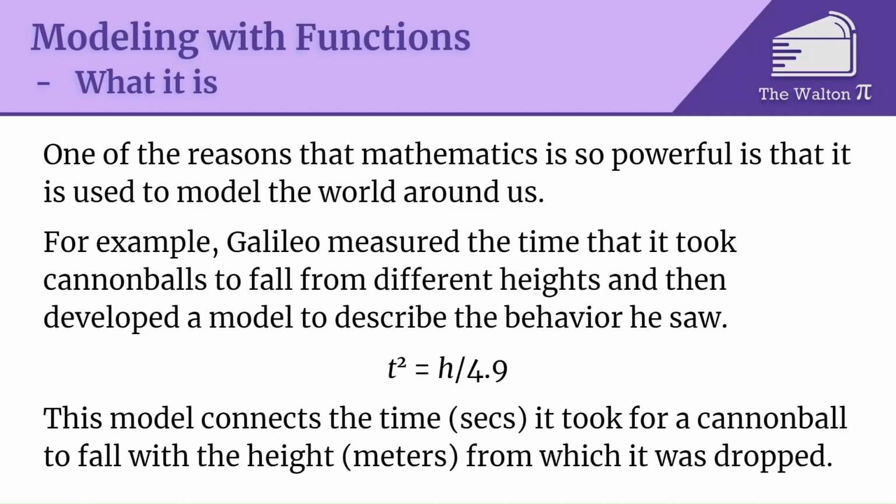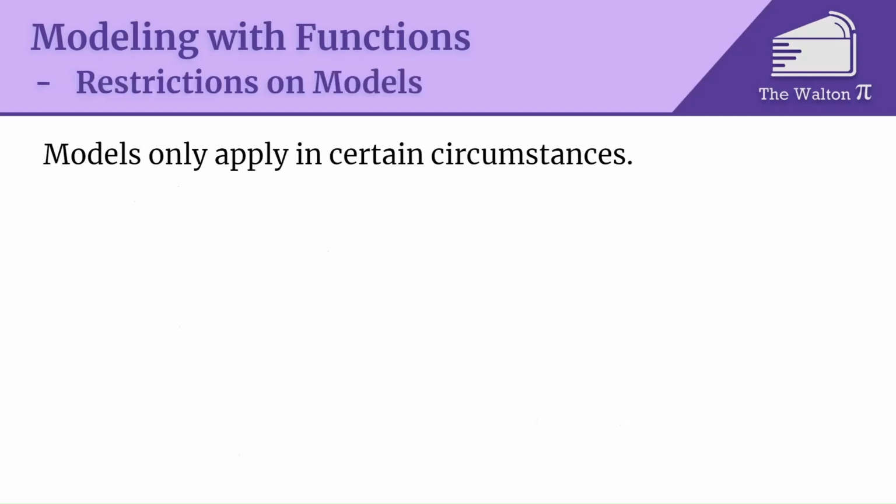The time, in seconds, t squared, is how long it takes for the cannonball to fall, and then the height in meters is from where it's dropped. It's just measuring those different things and showing the relationship between those two measurements. Now, when we're developing these models, which we're going to be doing a lot of in this course, we have to be aware that they only apply in certain circumstances.